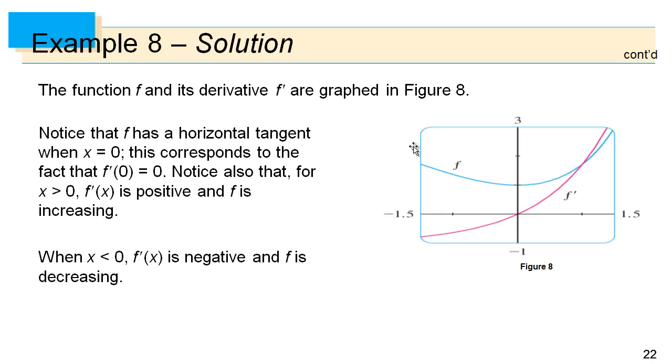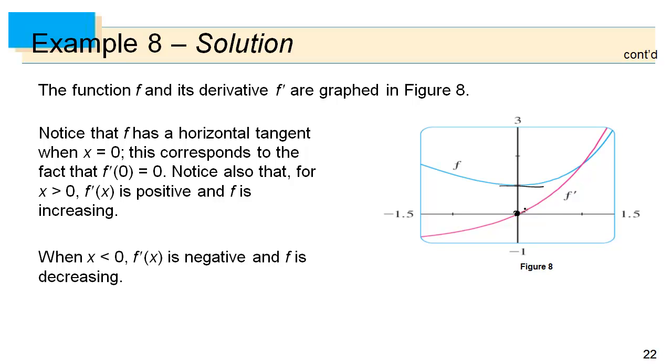So the function f and its derivative f prime are graphed here. That was the original function we had, and then its derivative. You'll notice that the original function f has a horizontal tangent at x equals 0, right? If you put a tangent line here, it would be pretty flat. It'd be a slope of 0. This corresponds to the fact that the derivative f prime of 0 equals 0, and that's why the derivative function goes through the point 0, 0.